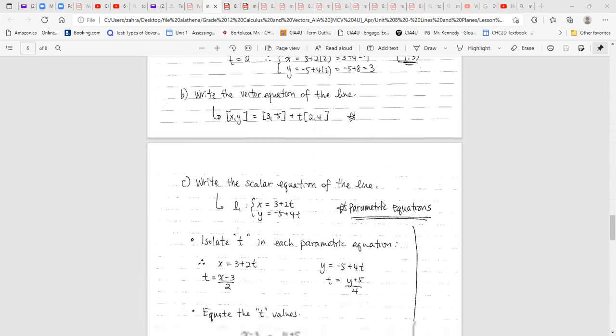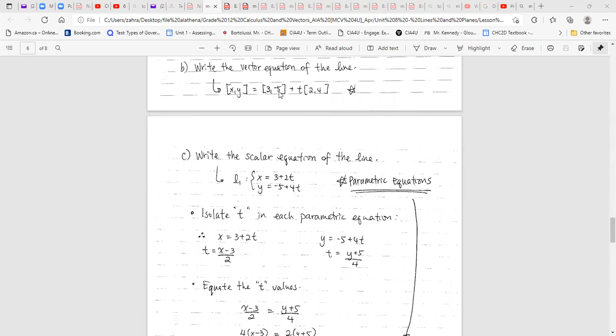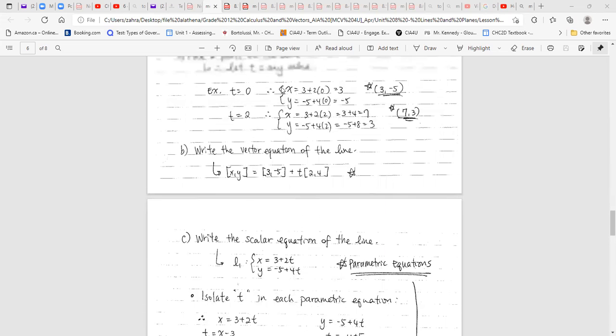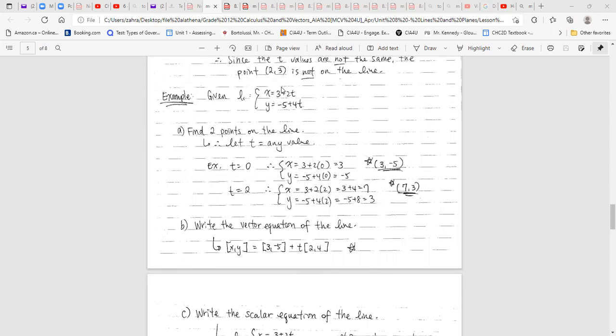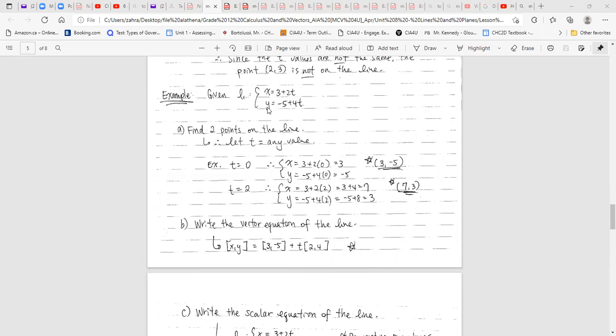Write the vector equation of the line. So here, in the previous one, we have x and y, so you just write x and y here. This point is going to be 3, negative 5. And the coefficient of t is going to be your direction vector, right? 2, 4 multiplied by t.